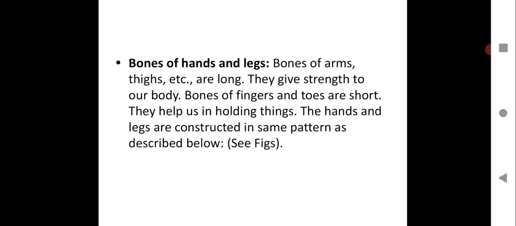Then bones of hands and legs. Bones of arms, thigh, etc. are long. They give strength to our body. Bones of fingers and toes are short. They help us in holding things. The hands and legs are constructed in the same pattern as described below. We will see the figure below, and you can imagine how our hands and legs have arms and thighs. They have a long bone, and how it works. The bones of the fingers and the toes are short, and they help us in holding things.